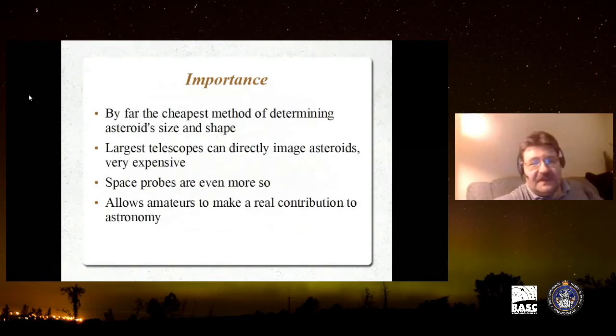Large telescopes can only directly image the biggest asteroids through the use of adaptive optics, and the end result is a very blurry photo. And telescope time on the big guys is very, very expensive. Space probes are even more so. So this is one of the ways that an amateur astronomer can make a real contribution to the science of astronomy.